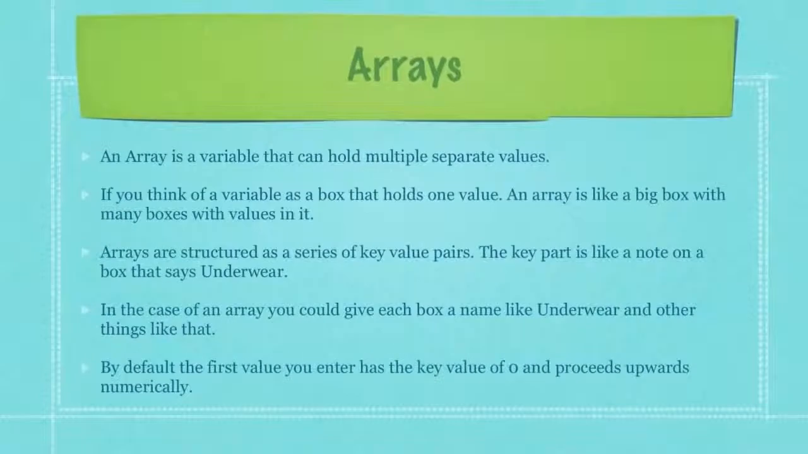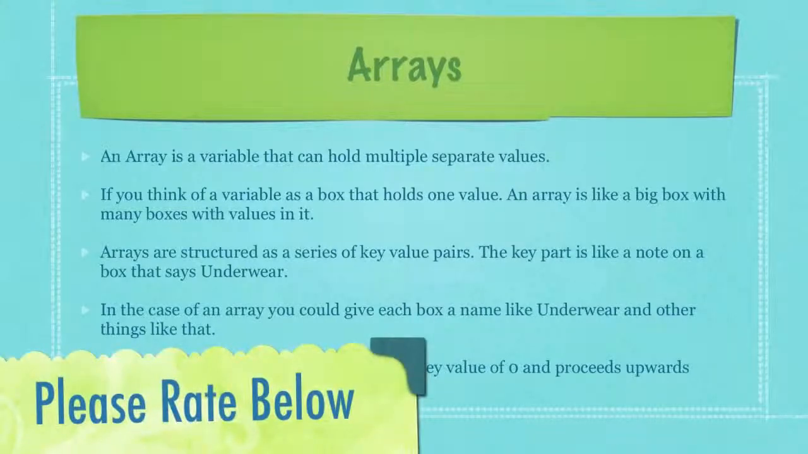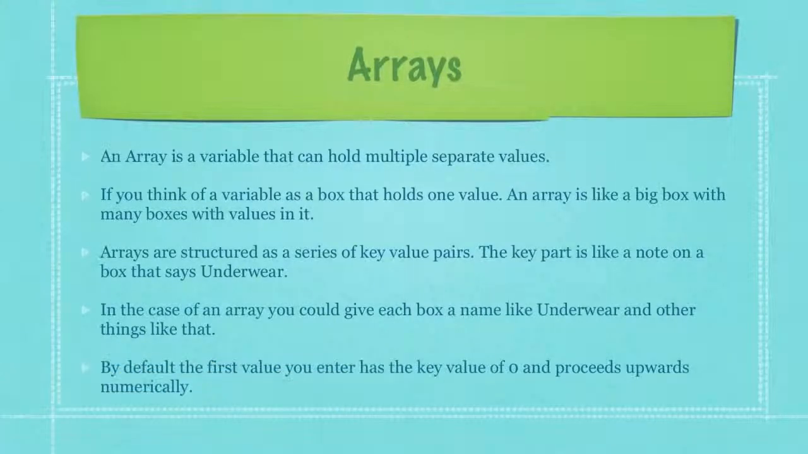An array is a variable that can hold multiple separate values. If you think of a variable as a box that holds one value, an array is like a big box with many boxes inside of it, all with their own values inside of them. Arrays are structured as a series of key value pairs. The key part is like a note on the box that says underwear. In the case of an array, you could give each box a name like underwear and other things like that. But by default, the first value you enter has the key value of 0 and proceeds upwards numerically.